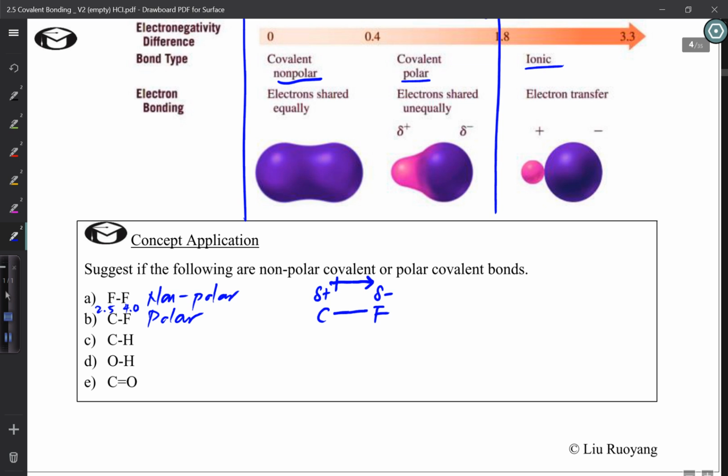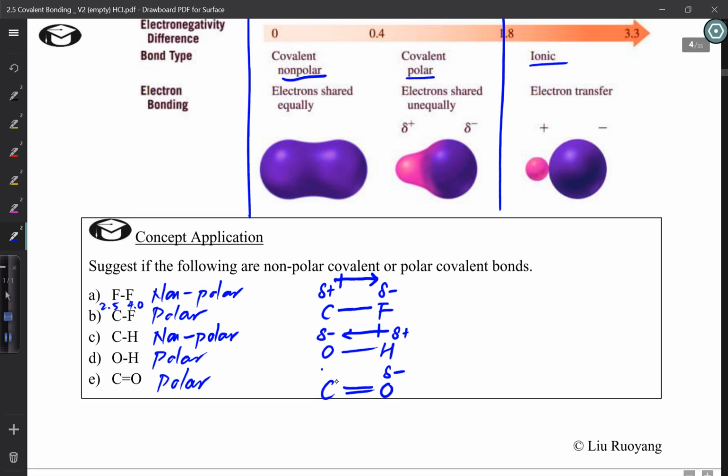What about the C-H bond? Non-polar. That's because the electronegativity difference between carbon and hydrogen, if you calculate, is only 0.3. What about O-H? O-H will be polar, which means you should draw it in this way. O is the negative one, hydrogen is the positive one, and then draw an arrow from the positive to the negative. And then lastly, C≡O, it will be polar as well. So polarity doesn't depend on how many bonds there are, single, double, triple, or even quadruple bond. It only relies on electronegativity difference. So same thing, we can draw the delta minus and delta plus in this way.